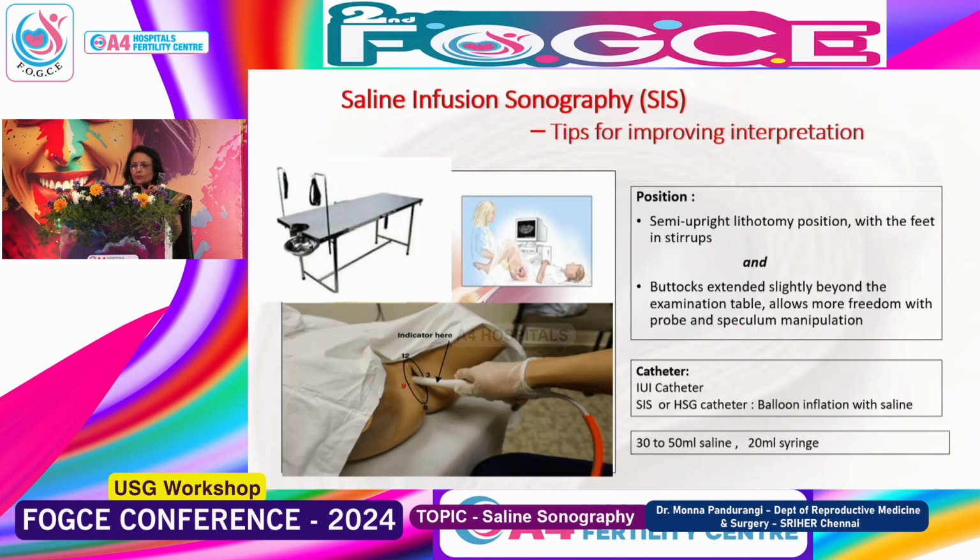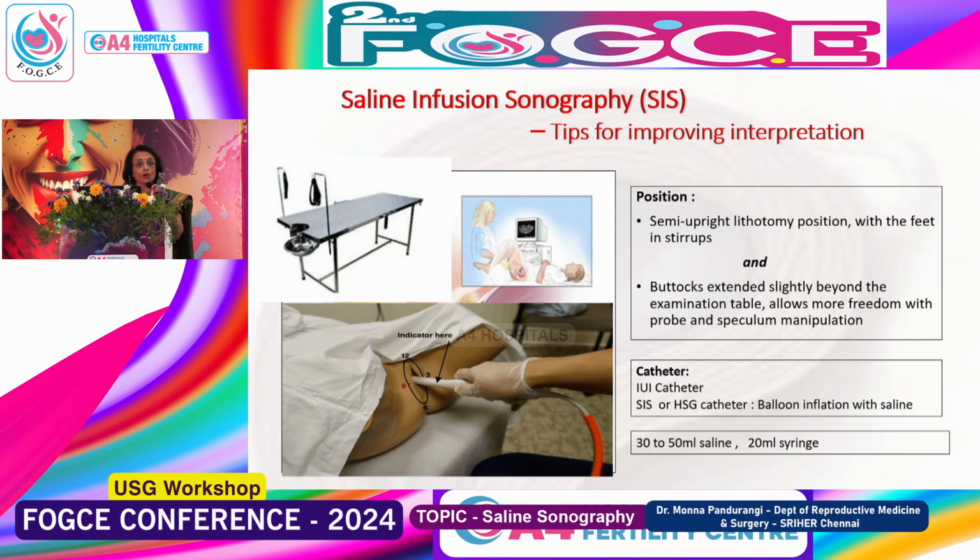So, tips to improve interpretation. First and foremost is the position. Never do it on a table which is used for obstetric ultrasound. You will have to tell the patient to put up the buttocks up with 2 pillows, 3 pillows, her hand. That is not the way to do it. Use the usual gynec examination table, bring her to the edge of the table and use a transvaginal probe so that we can move the probe up and down and get the best picture of it.